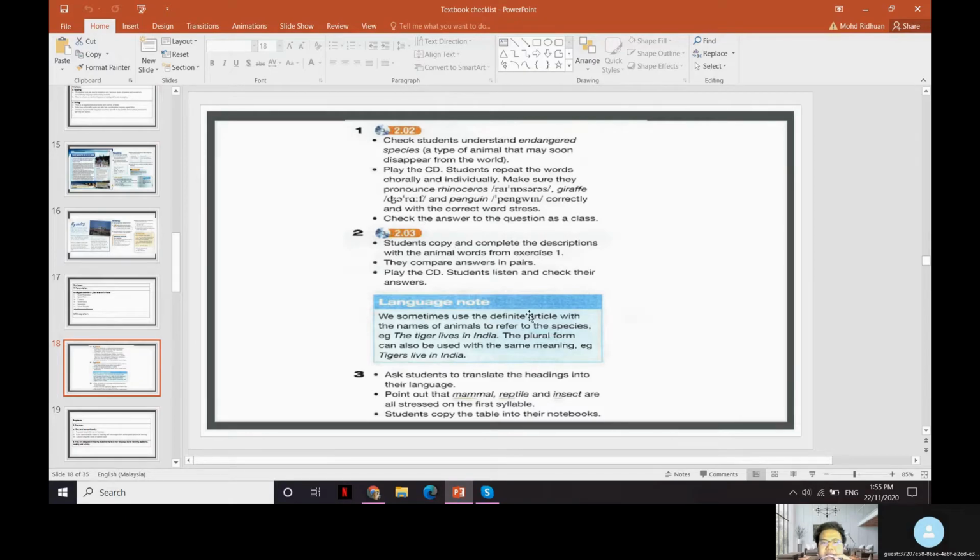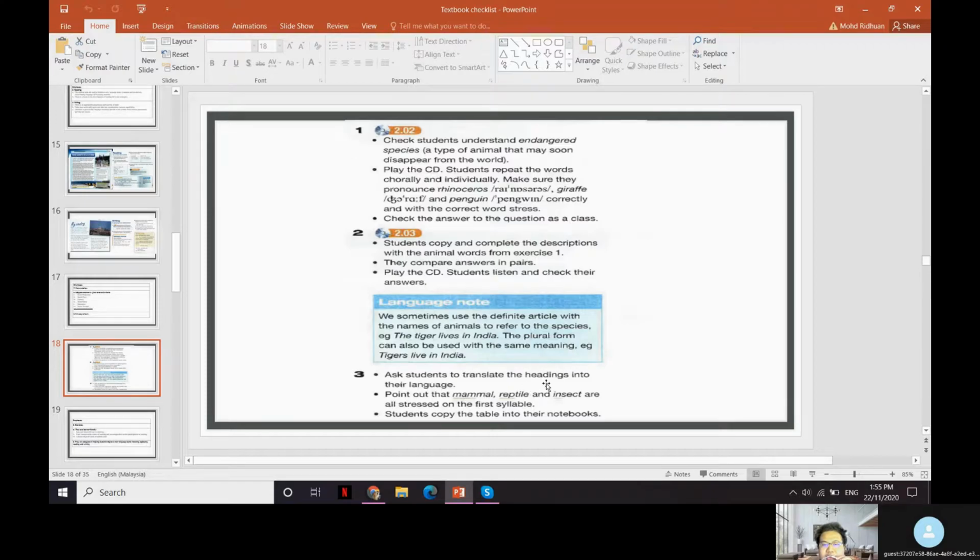This is an example of pronunciation skills. We can see that students are trained to practice their vowel sounds. For example, rhinoceros, giraffe, penguin. These three words involve lots of vowel sounds. However, we could not find any example involving consonant clusters.